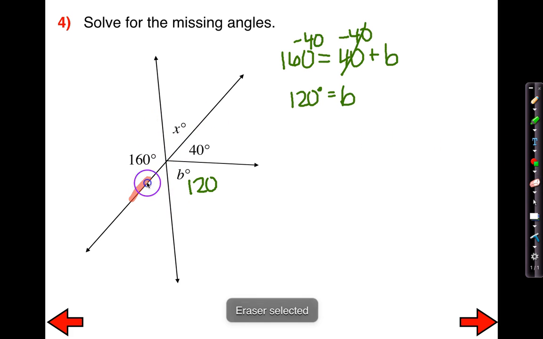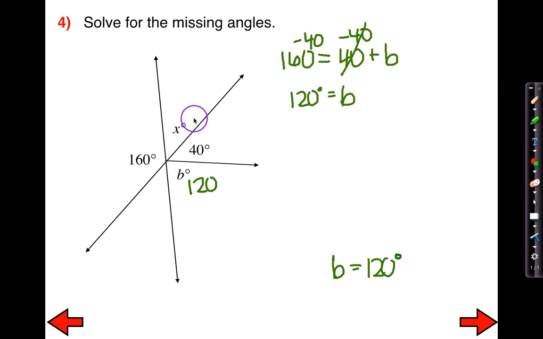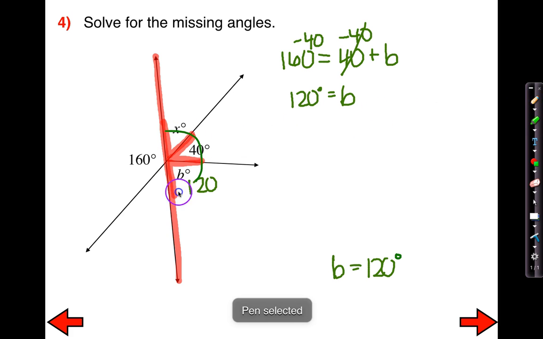So I'm going to go ahead and write that down as part of my answer. B equals 120 degrees. Now I need to figure out X. So how in the world am I supposed to do that? Well, hopefully you recognize that this is a straight line, which means this angle X, combined with this angle 40, combined with this angle 120, should equal 180 degrees because they are supplementary.